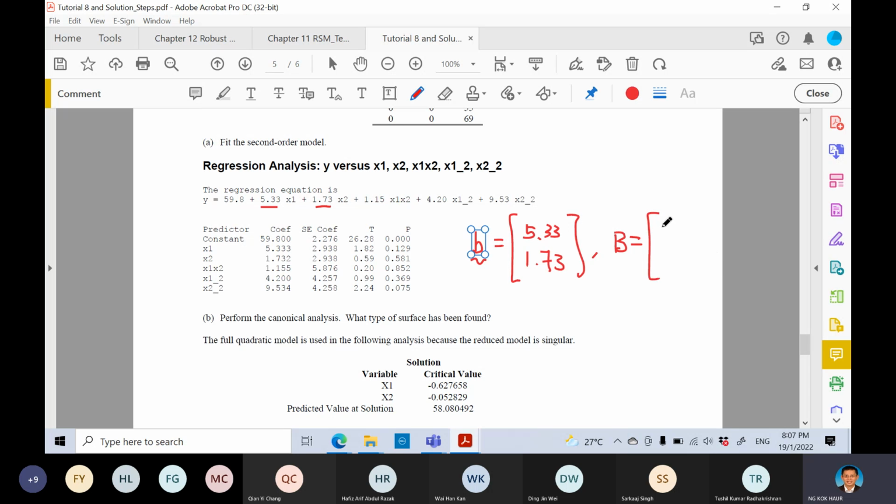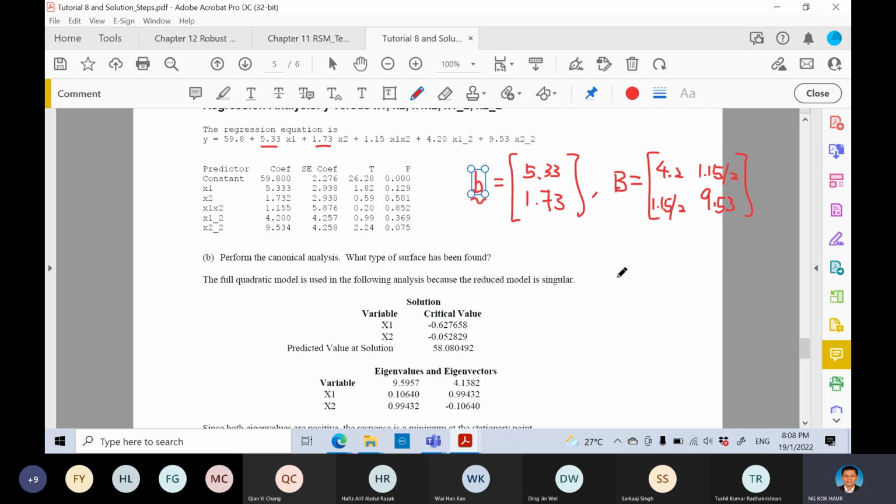The capital B, the diagonal will be your quadratic terms, so it's 4.2 and here is 9.53. Okay, the off-diagonal, you use the interaction coefficient divided by 2. So it's 1.15 divided by 2, 1.15 divided by 2. You can refer back to the notes where you need to get these two.